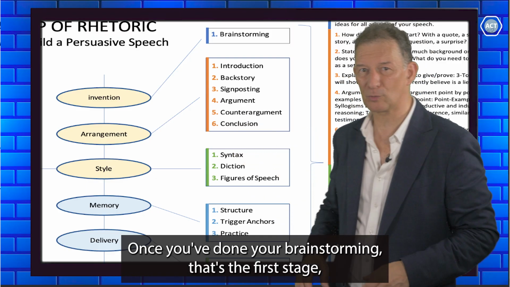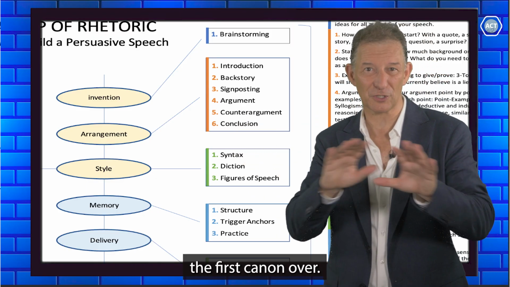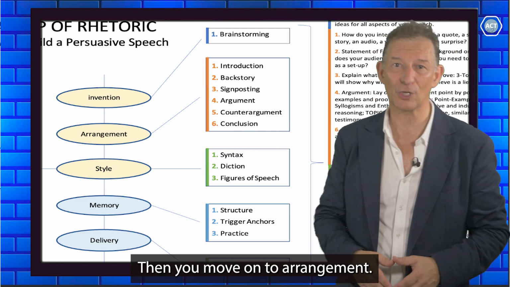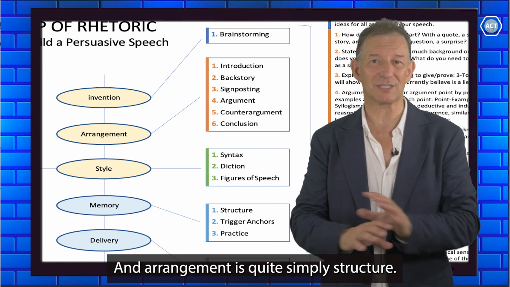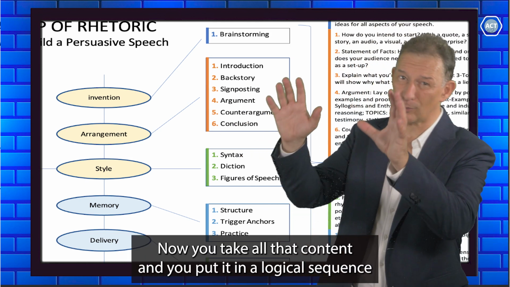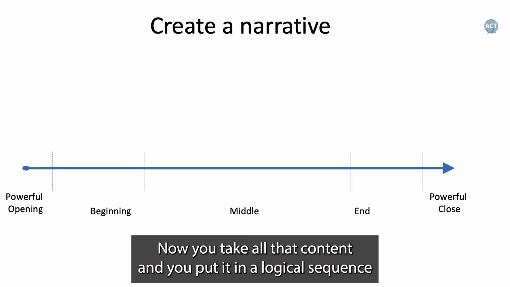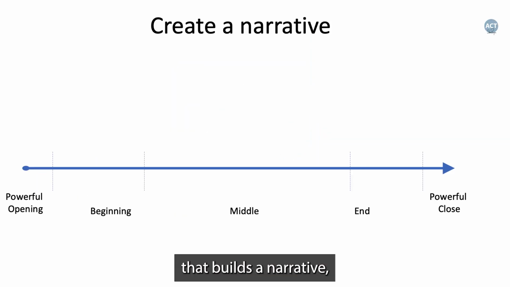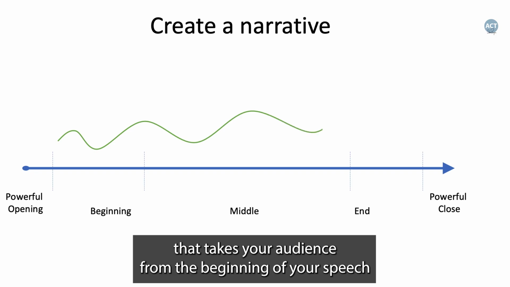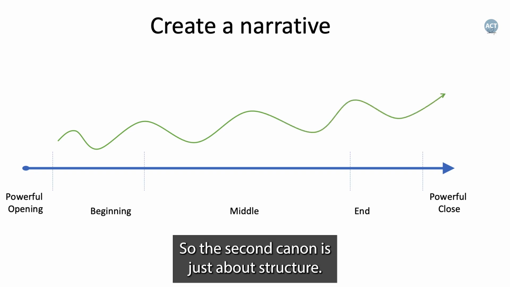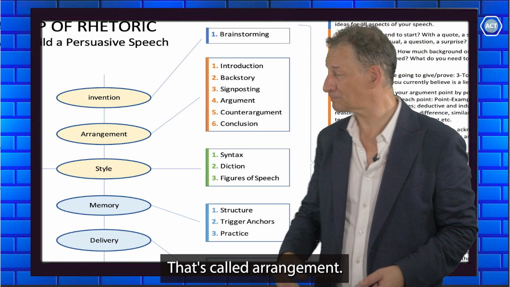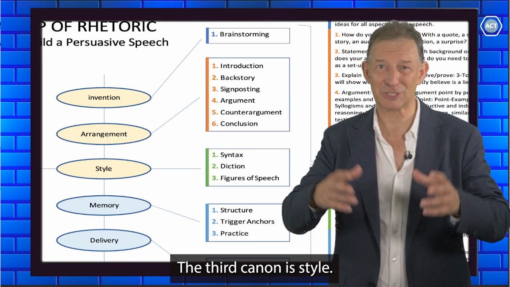Once you've done your brainstorming, that's the first stage, the first canon over, then you move on to arrangement, and arrangement is quite simply structure. Now you take all that content and you put it in a logical sequence that builds a narrative that takes your audience from the beginning of your speech through to your conclusion. So the second canon is just about structure. That's called arrangement. The third canon is style.